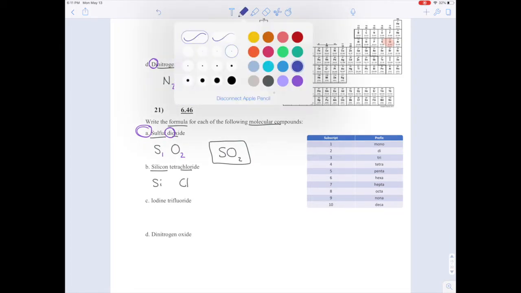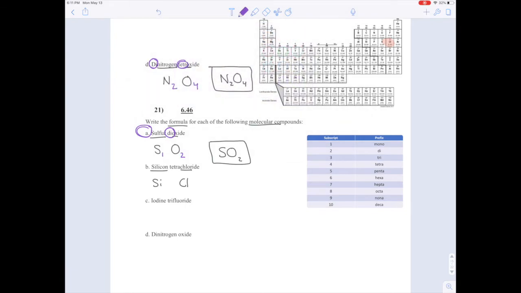Now let's think about the prefixes and what they tell us about the subscripts. There is no prefix in front of silicon, the first element. When there's no prefix in front of the first element, it means you only have 1 of them. The prefix in front of chlorine is tetra, and because the prefix is tetra, you know that the subscript at the bottom right of chlorine will be 4. So putting all of that together, silicon tetrachloride would be SiCl4. That would be the chemical formula for that molecular compound.